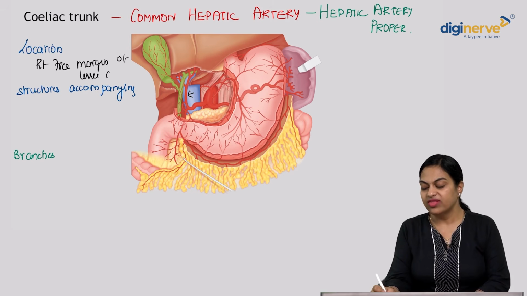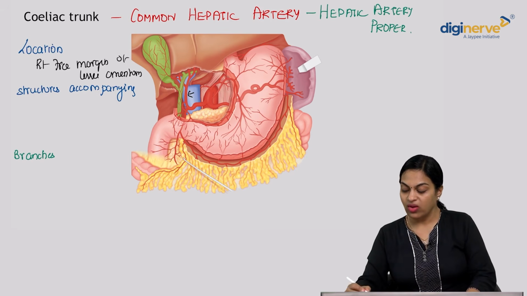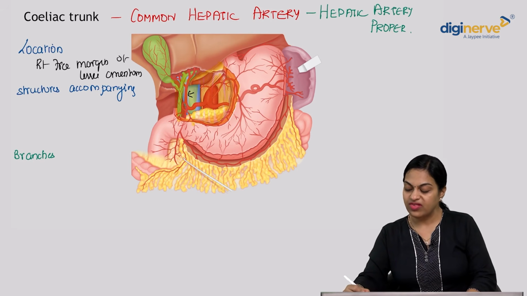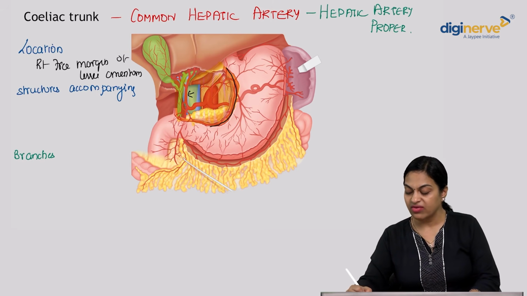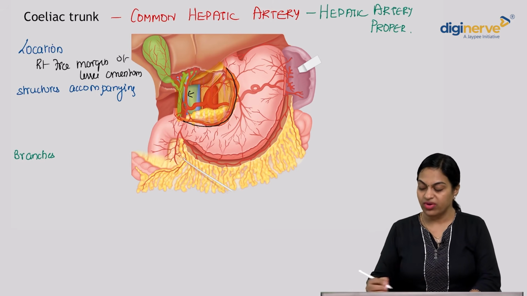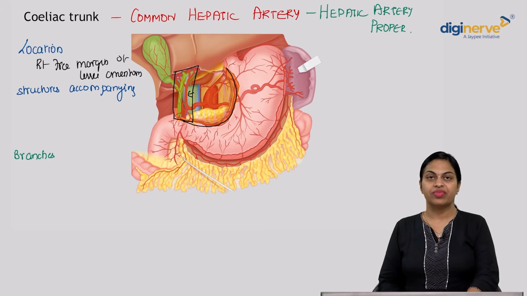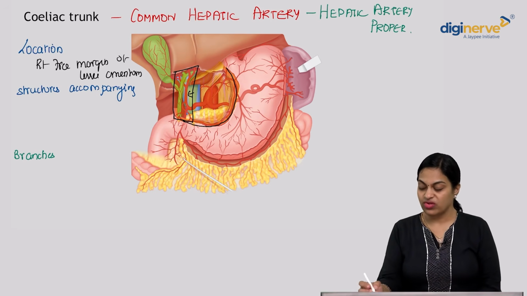We know that this lesser omentum is a derivative of the ventral mesogastrium. It extends all the way from the liver to the lesser curvature and the proximal part of the duodenum, isn't it? This is the lesser omentum. The attached margin is to the lesser curvature and the proximal part of the duodenum. This is called the free margin of the lesser omentum. And this free margin has three important structures.